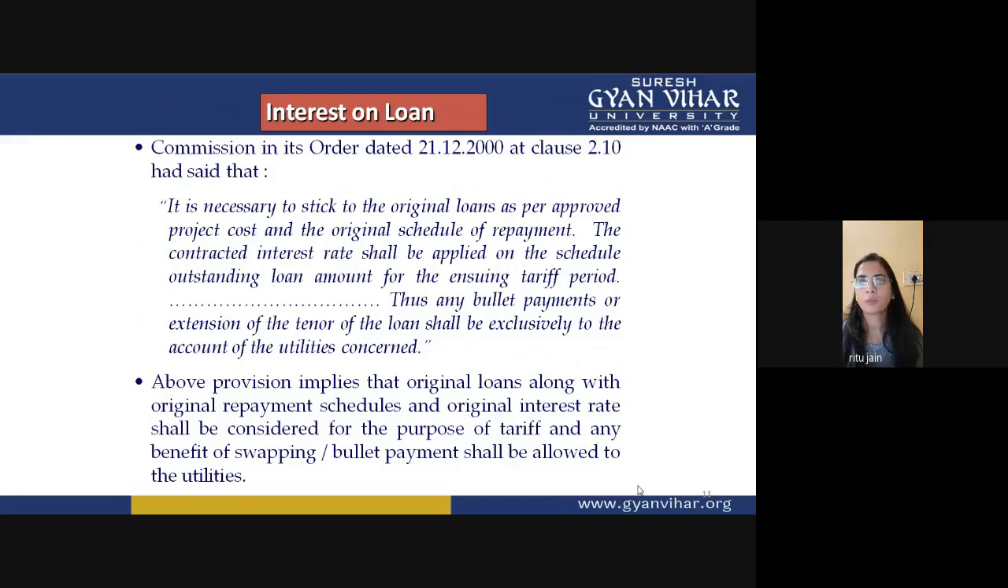So any bullet payments or extension of the tenor of the loan shall be exclusively to the account of the utilities concerned. So the above provision implies that original loans along with original repayment schedules and original interest rate shall be considered for the purpose of tariff, and any benefit of swapping or bullet payment shall be allowed to the utilities. So this is all about depreciation, interest and rate of return in the power sector.